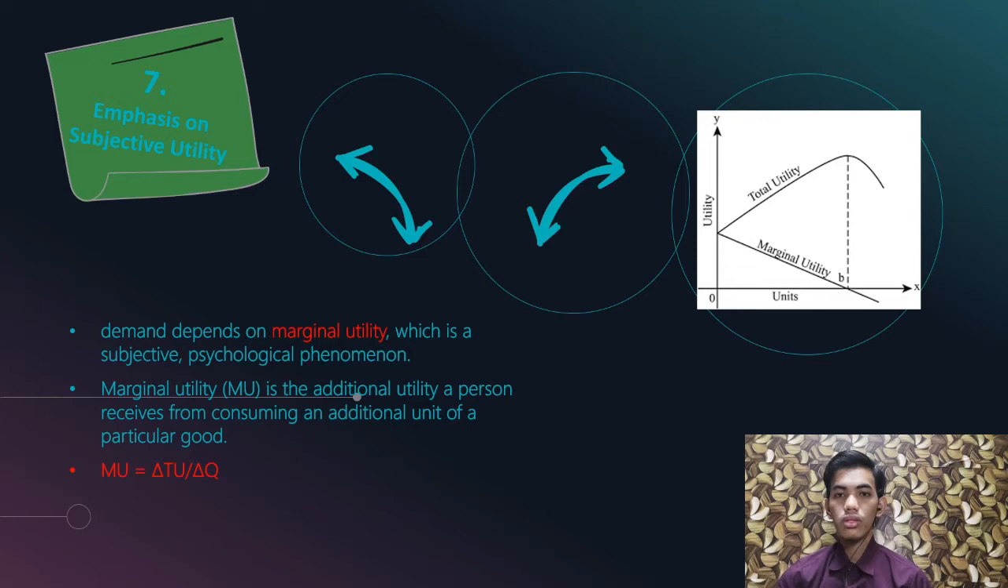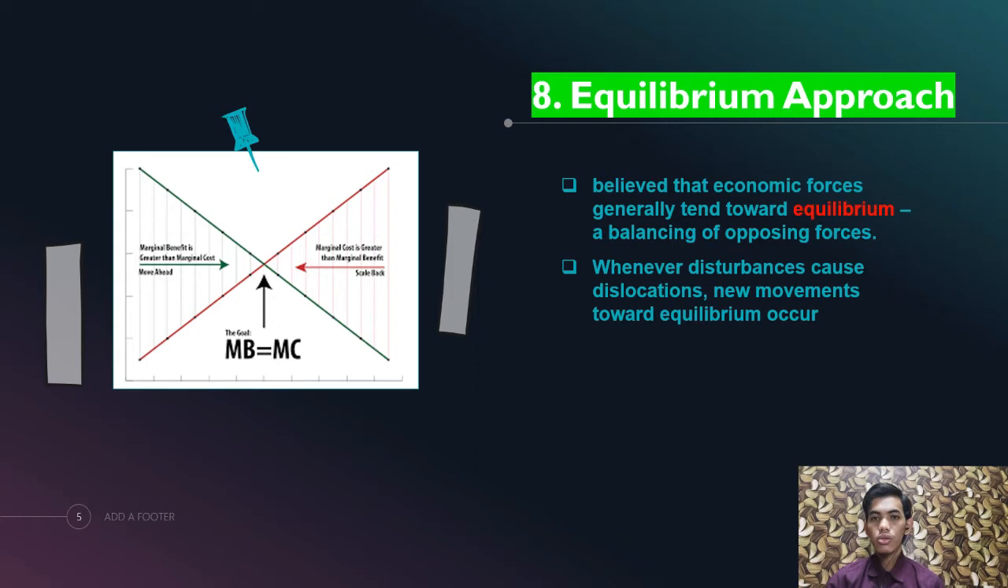The eighth major tenet is the equilibrium approach. The marginalists believe that economic forces generally tend toward equilibrium. Equilibrium is the intersection point between the demand and supply curves. Whenever disturbances cause dislocation, new movements toward equilibrium occur.